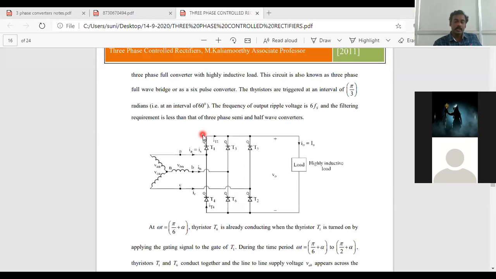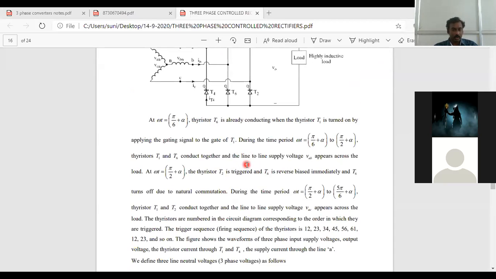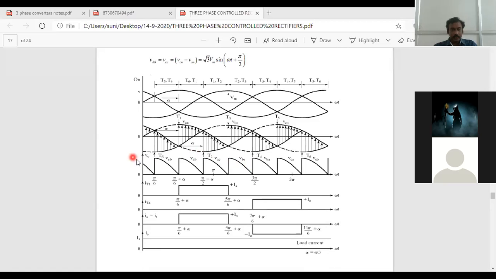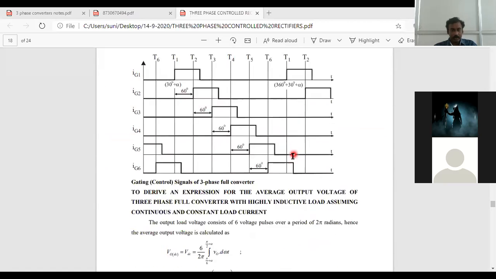The operation is going to be considered from alpha equal to 30 degrees, with limits from alpha plus pi by 6 to alpha plus 5 pi by 6. So that is going to be from 30 degrees to 150 degrees. That is going to be the conduction of devices, both in the case of SCRs or in the case of diodes provided for a converter. Whenever you are substituting those limits, you are going to get an expression in the case of a half wave or in the case of a full wave. So these are going to be the waveforms for different things.